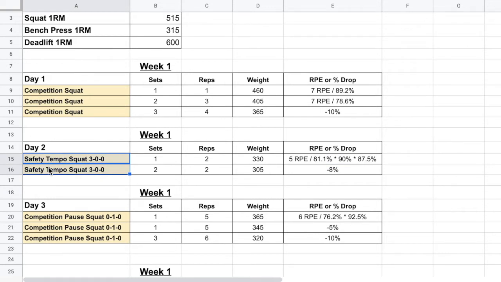We have safety bar, should say bar there, just make that a little more clear. Safety bar tempo squats. So we have a double self-limiting variation. You can see I programmed 1 set of 2 at 330 at a 5 RPE, which is 81.1% just based off of percentages. But then I also accounted for 90% for being a safety bar and 87.5% for being a tempo. So many aspects there are gonna lower the overall fatigue that's gonna be induced.